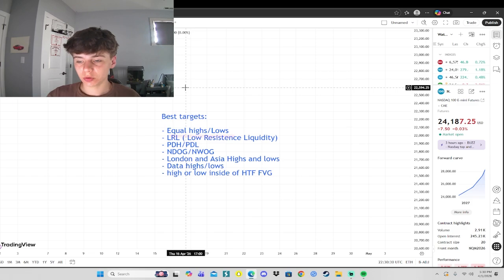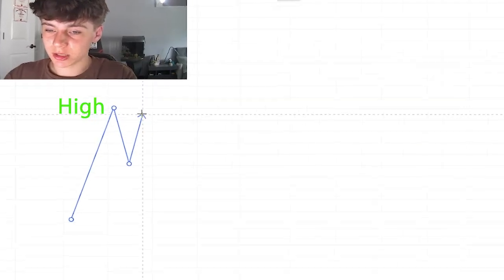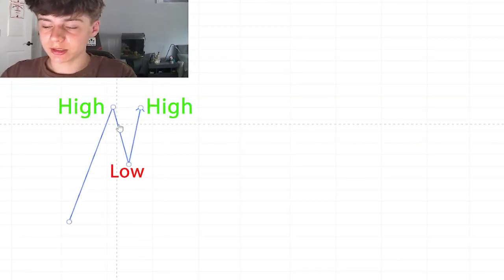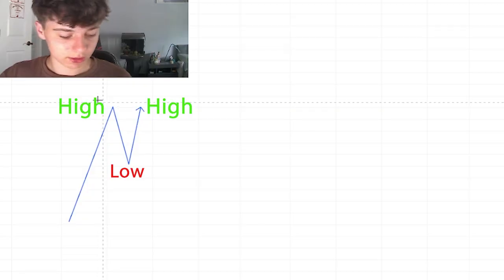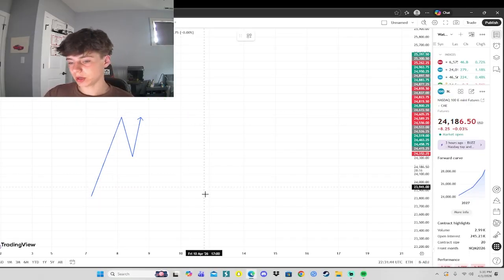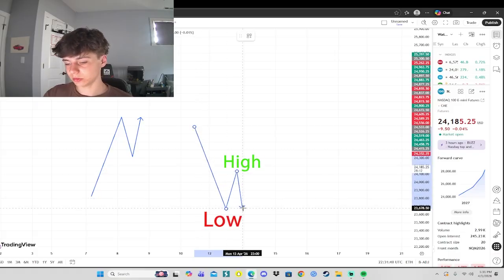So starting off, equal highs and lows. So what are equal highs and lows? It's pretty much what it sounds like. It's basically when we make a high, trade a little lower, and then we make another high at the exact same spot as the last high. Now, equal lows. Same thing, but opposite. We make a low, trade a little higher, make another low at the exact same spot.